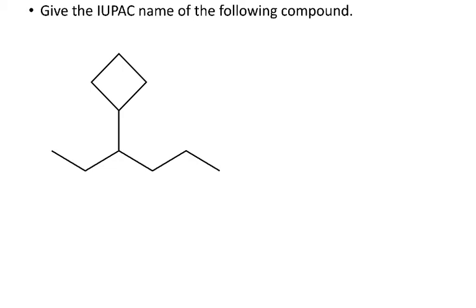Okay, in this example, I wanted to do one to demonstrate that the cyclic, the ring structure, isn't necessarily always the parent, right? In this case, I have 1, 2, 3, 4, 5, 6 in my straight chain. I have 1, 2, 3, 4 in my cyclic, and so this is going to be my parent, and this is going to be a substituent. And so we said it was 1, 2, 3, 4, 5, 6. So my parent is going to be hexane.